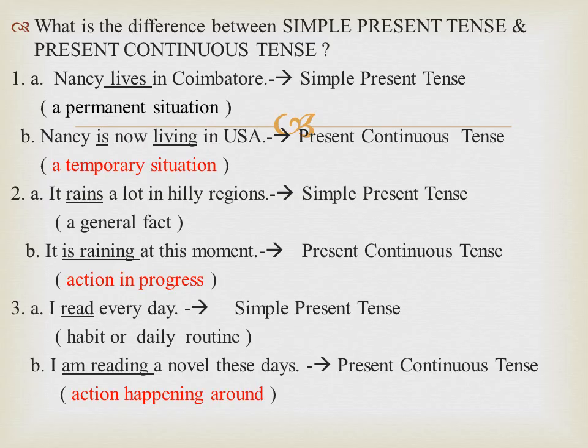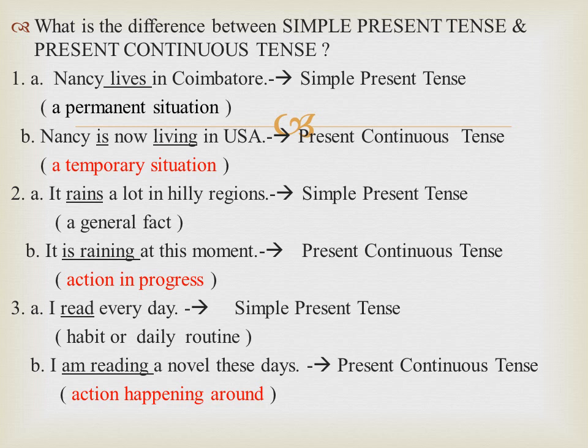Dear students, learn the difference between simple present tense and present continuous tense. This slide will help you to use the correct tense. Nancy lives in Coimbatore. It's a permanent situation. Therefore, simple present tense is used. Nancy is now living in USA. It's a temporary situation. Therefore, use present continuous tense.